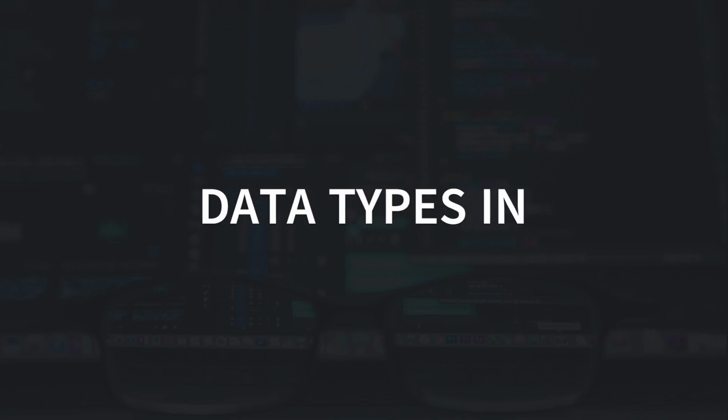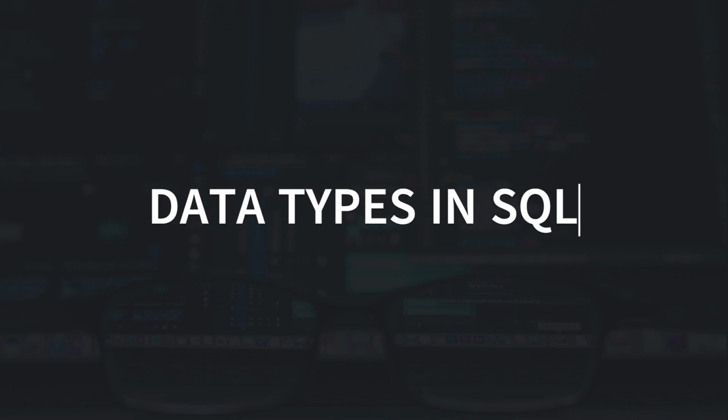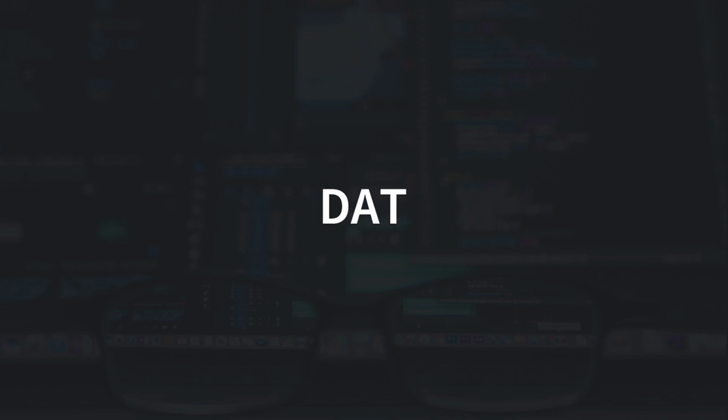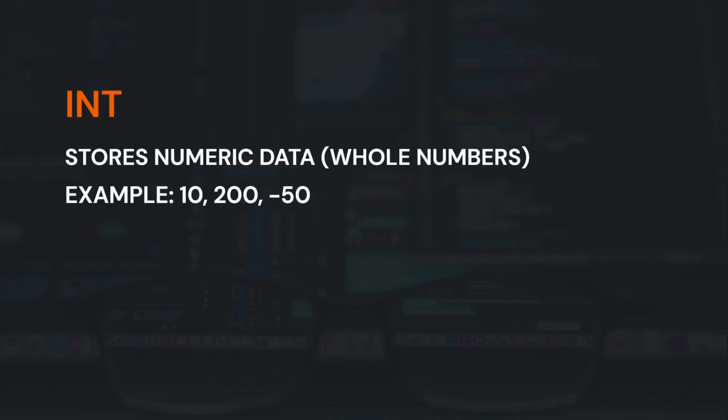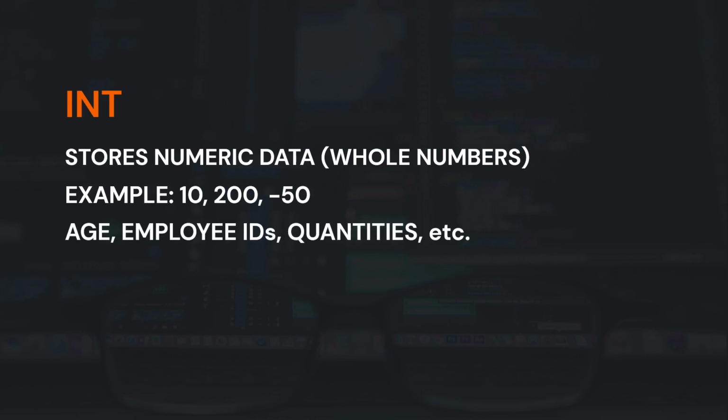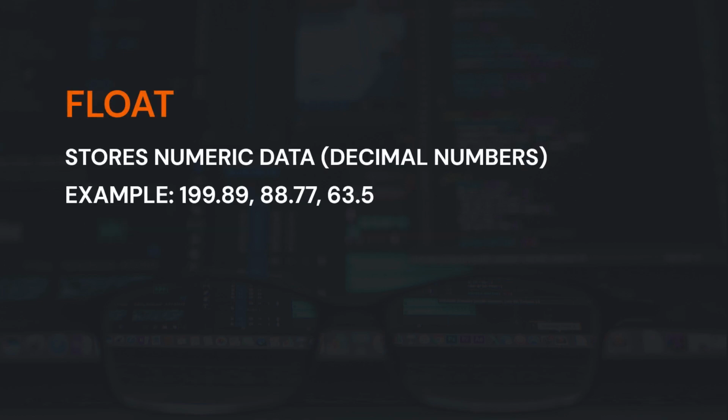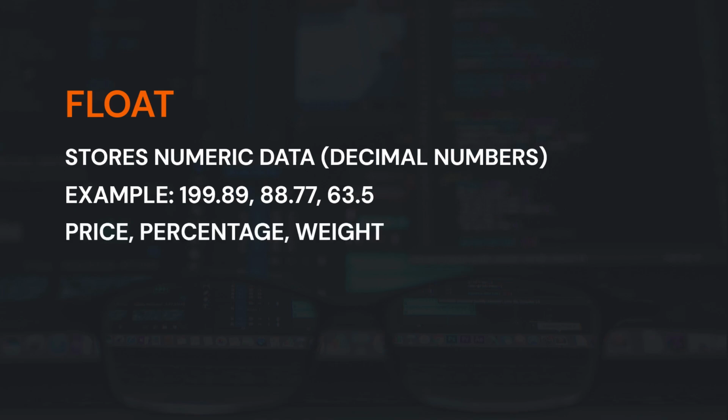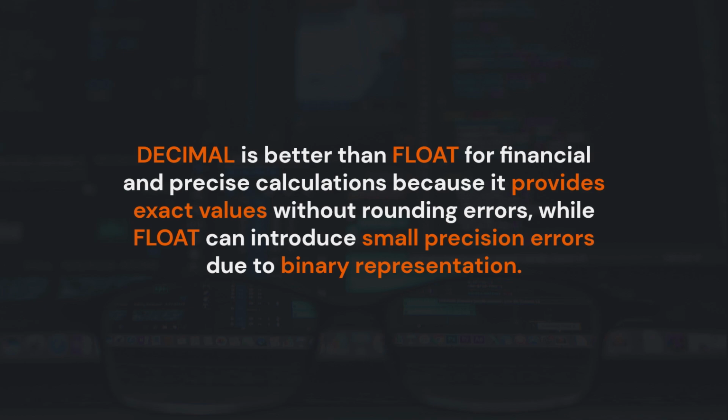Before we start creating the tables, it is essential for us to know the different types of data in SQL. Firstly, we have int, which is used to store whole numbers like 10, 200, or -50. It is perfect for storing data such as age, employee IDs, or quantities, where decimal values are not needed. Next, we have float, which allows us to store decimal numbers, making it ideal for data such as price, percentage, or weight. If precision is crucial, especially for financial data, decimal might be a better option, but for now, just remember that float is used for numbers with decimal points.